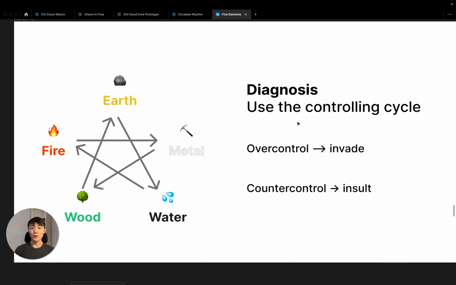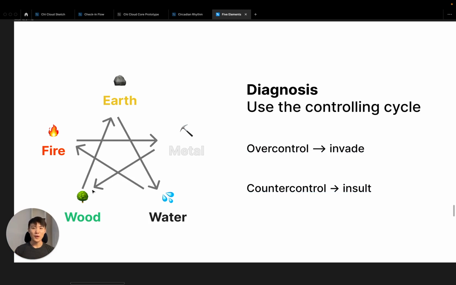Now we're going to go over diagnosis. So whether there's excess or deficiency, it'll always lead to 2 results. It'll lead to something being overcontrolled and something being countercontrolled. And in Chinese medicine, when something is being overcontrolled, we say that it's being invaded. When something is being countercontrolled, we say that it's being insulted.